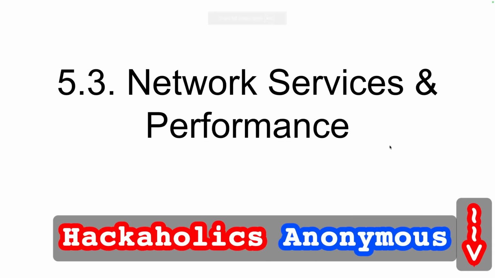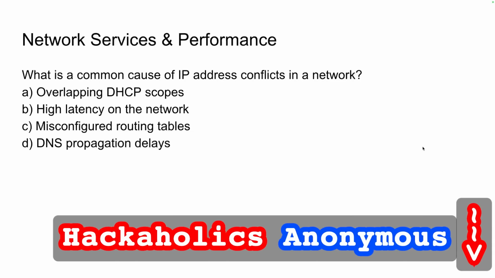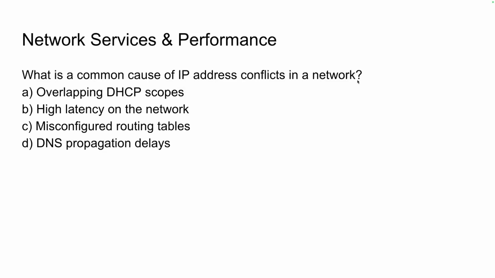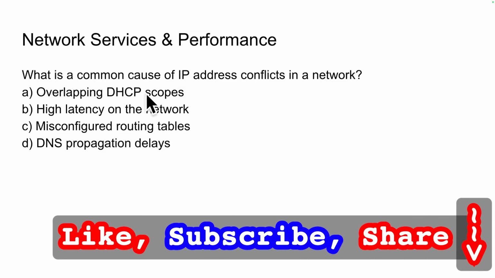Okay. Which brings us to our practice questions. So here we go. What is a common cause of IP address conflicts in a network? Overlapping DHCP scopes, yes, that could be true. High latency on the network. High latency is fast speed.